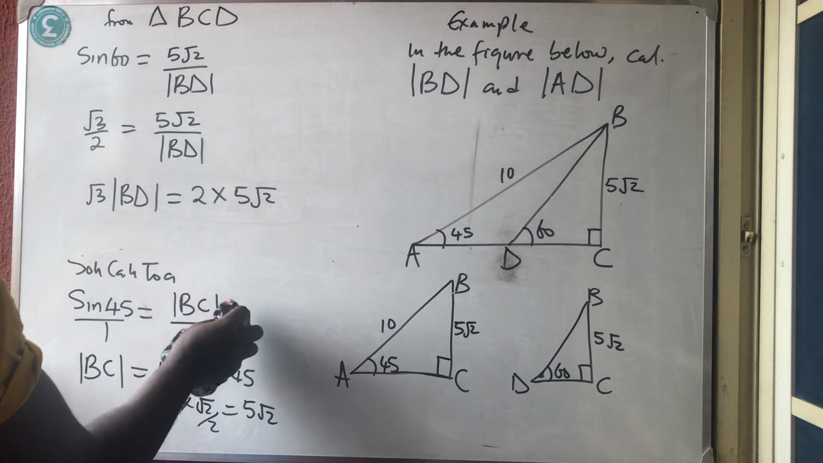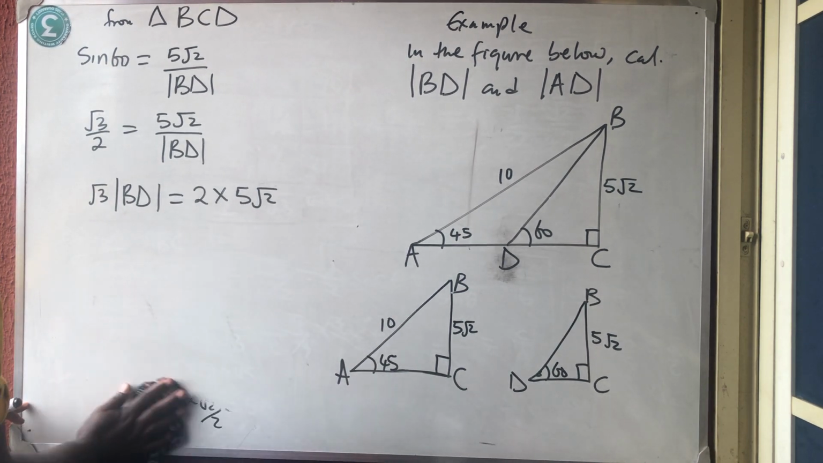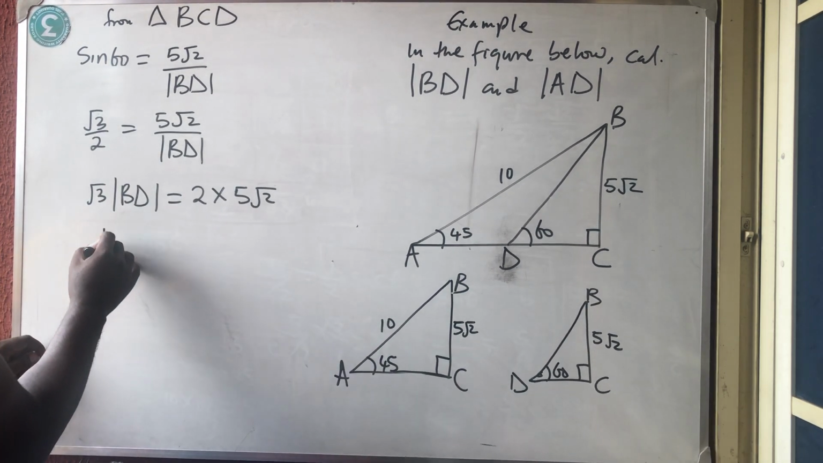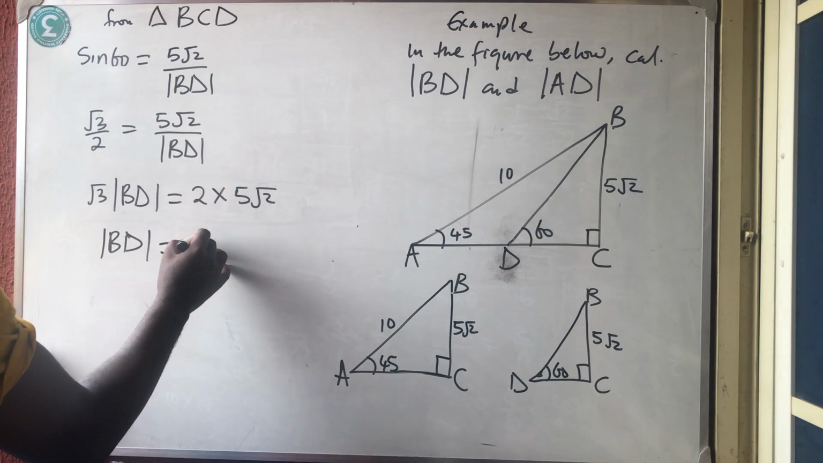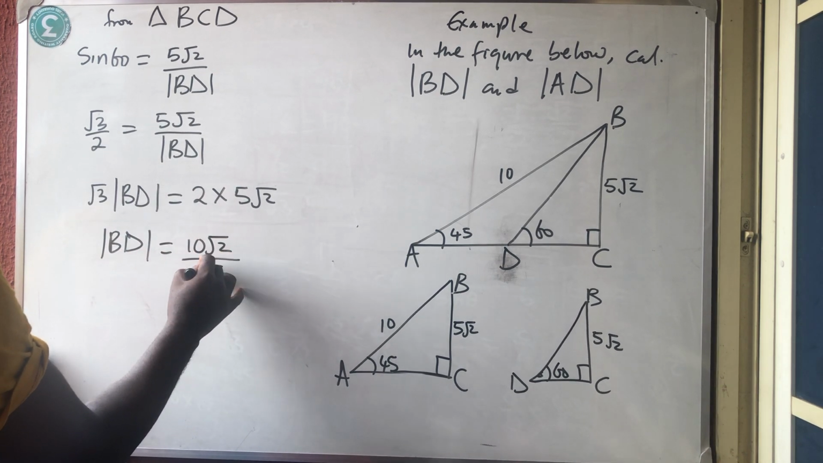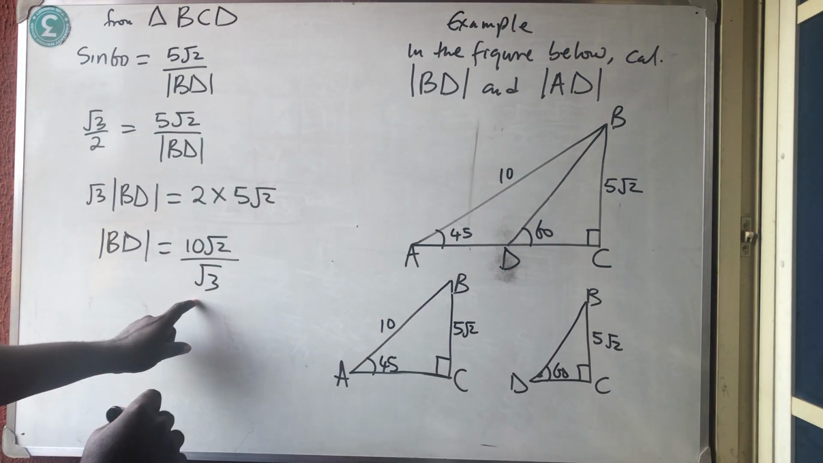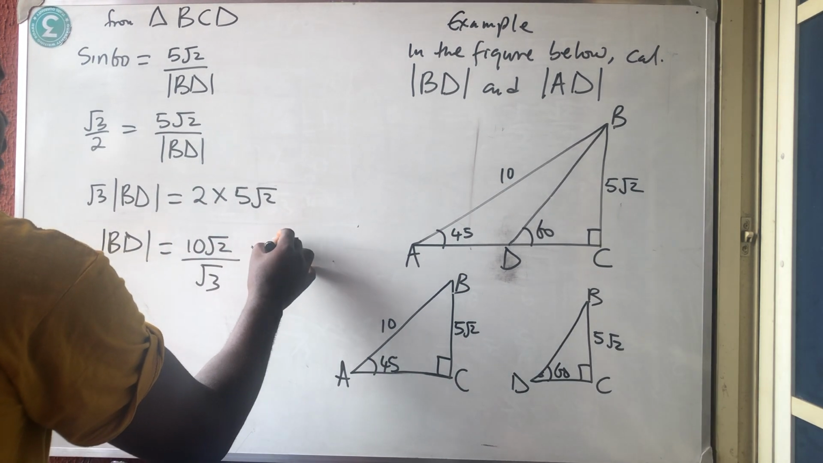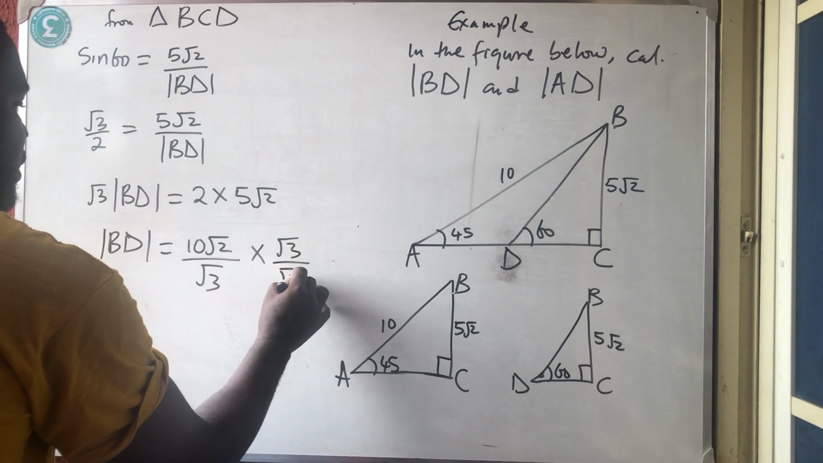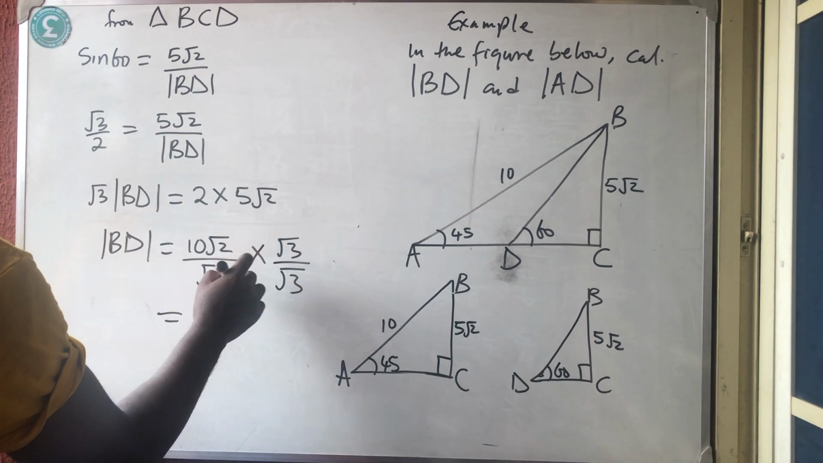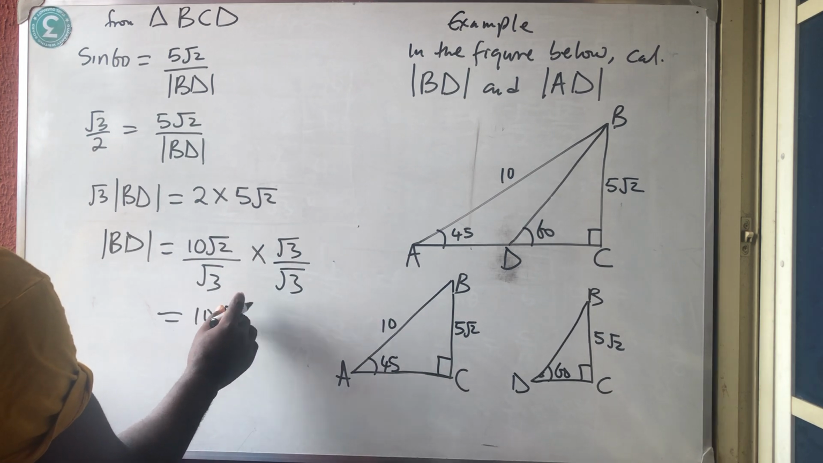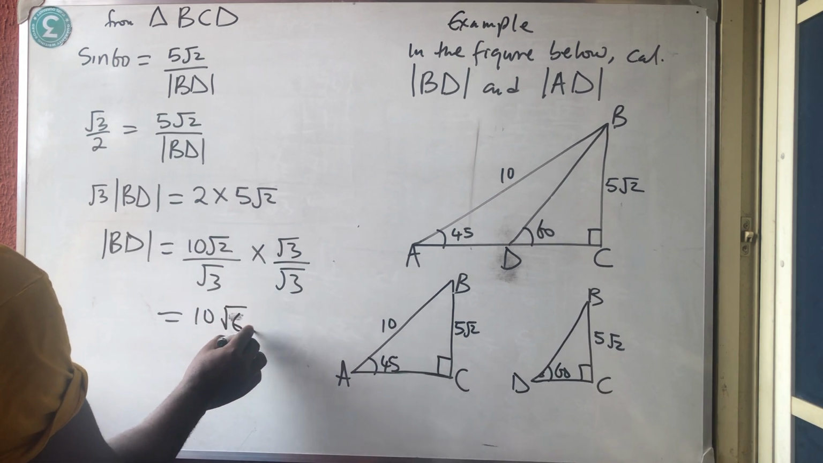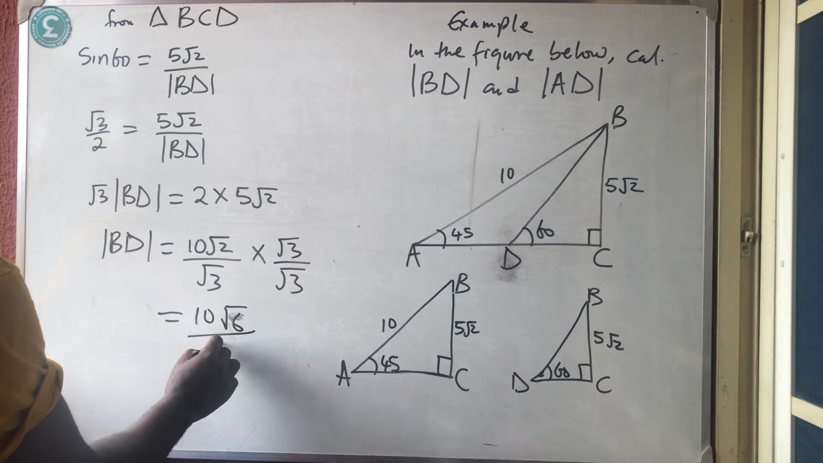So what do you have now? Permit me to clean here. Your line BD is equal to 10 root 2 divided by root 3. But we don't leave surd at the denominator, so I will rationalize by multiplying by root 3 over root 3. So what do I have? 10 root 2 times root 3 gives 10 root 6, now divided by 3, because root 3 times root 3 is an ordinary 3.